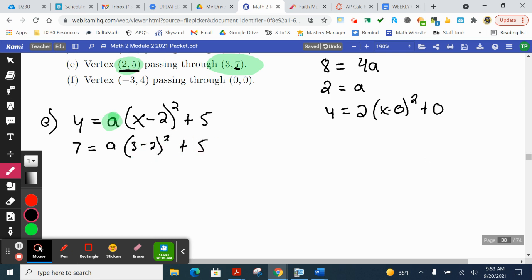The first point allows us to write it in vertex form. The second point allows you to figure out what your a is. So we now go through these steps to solve for a. 3 minus 2 is a 1. That's what we're going to square. Go ahead and square your 1. 1 squared is just a 1a.